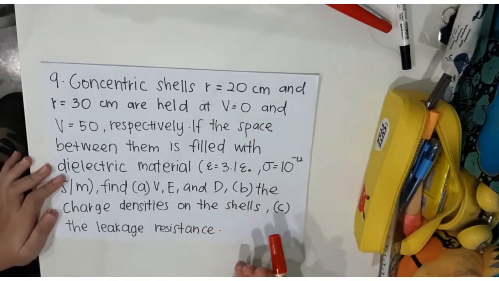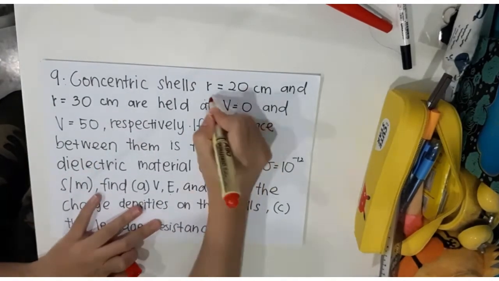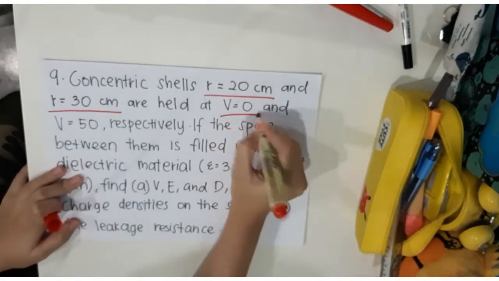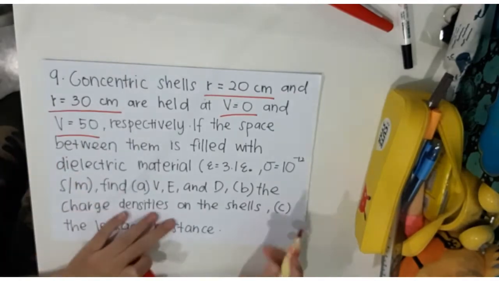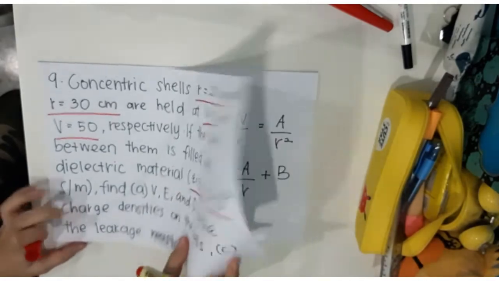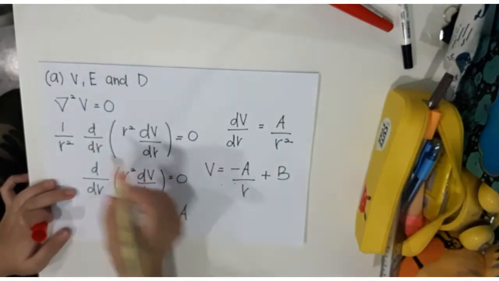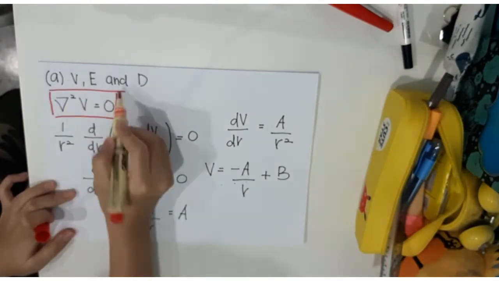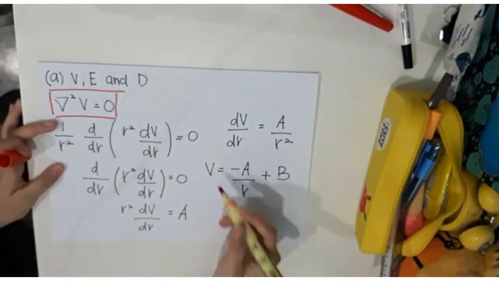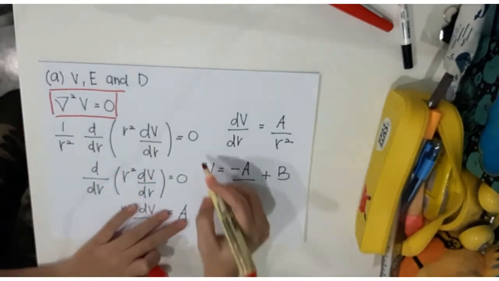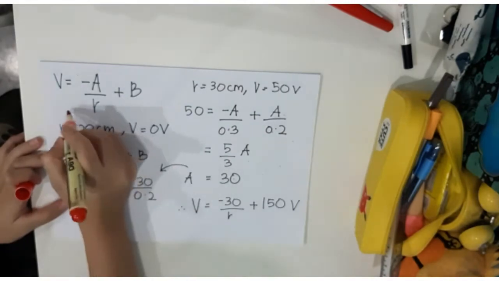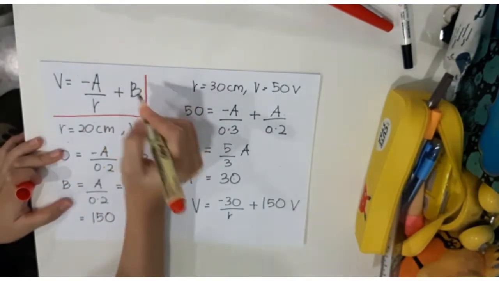So let's recap. The question gives us R equal to 20 centimeter and R equal to 30 centimeter. They give V equal to 0 and V equal to 50. They also give us the permittivity and sigma. The important key in this question is that they want us to find V, E, and D. We use this equation, del squared V equal to 0. As they give us R, we use the R equation equal to 0, and we will find the general equation for V.